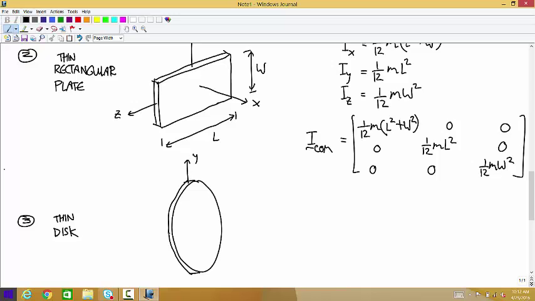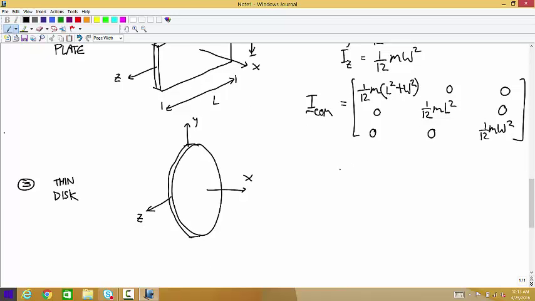So that's Y, that's Z, and that's X. The moment of inertia about X is equal to 1/2 mr squared, and then Y and Z are the same. Those are 1/4 mr squared.